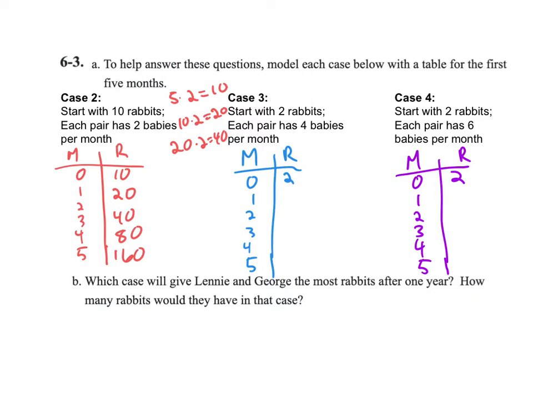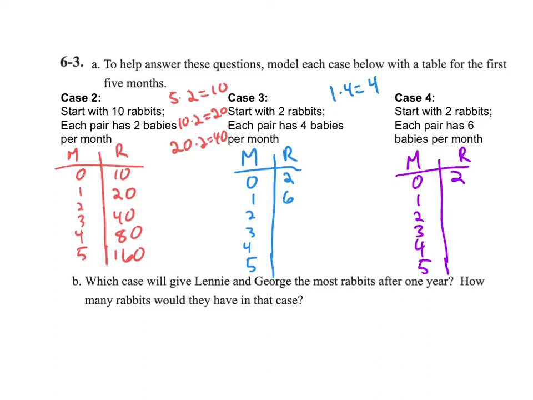Let's take a look at case 3. So this is our kind of middle case here. Case 3, start with 2 rabbits, and each pair has 4 babies per month. So let's start to think about this now. If there are 2 rabbits, that means there'd be 1 pair and it has 4 babies. So that'd be a total of 4 babies plus the original 2 rabbits, which would be 6 total rabbits.